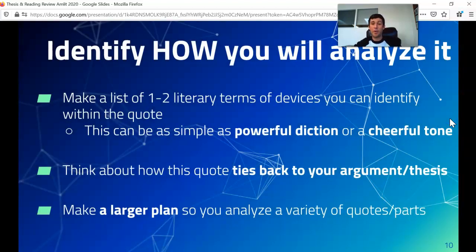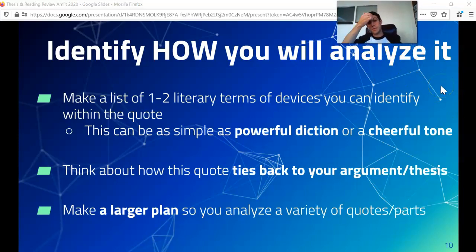Then you have to identify how you're going to analyze it. So I would recommend making a list of 1 to 2 literary terms that you can identify within a quote. This is especially helpful for a timed writing because if you can tackle 2 literary devices, you can probably get a lot of analysis out of that. And this can be as simple, if you're looking at a quote and you're like, I don't see any metaphors, I don't really know what's going on with any of those deeper literary devices, as analyzing powerful diction or a cheerful tone. Diction and tone are decent starting places.